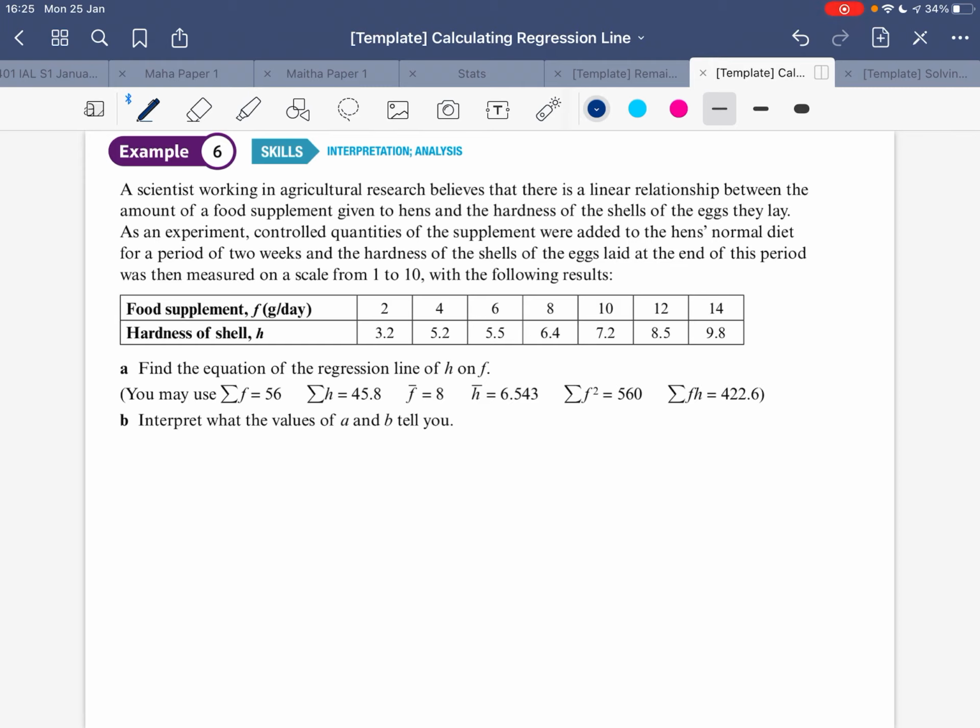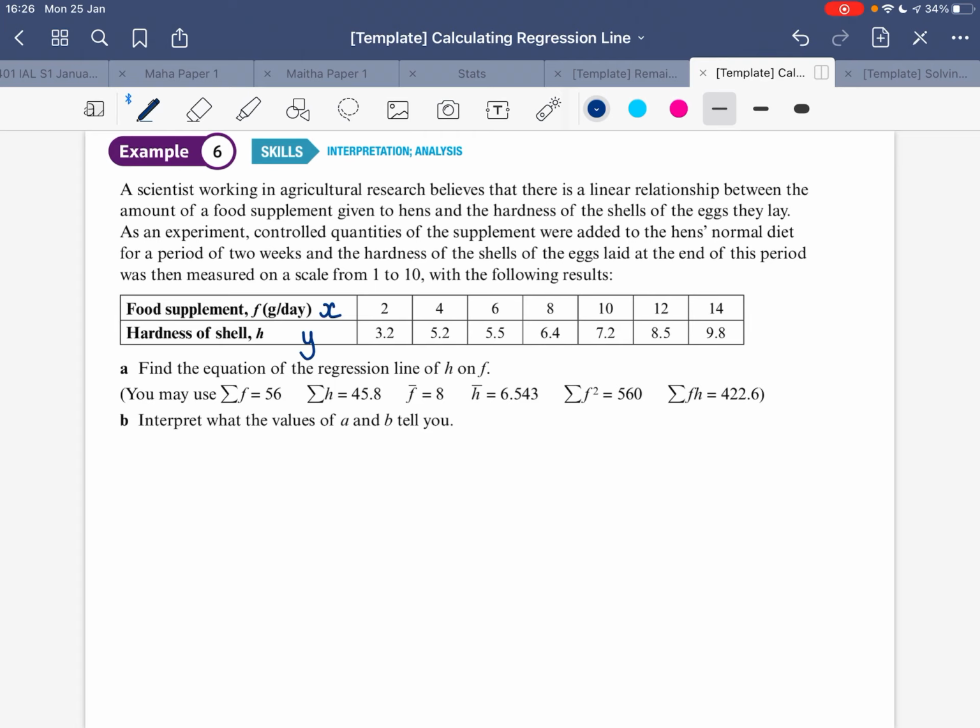Find the equation of the regression line. So we need to find SXX, SXY, A, B, and then pop it into our equation of the line. Let's just make sure, if we're doing SXX and SXY, we don't have X and Y here. We have F and H. F is our controlled variable. They're controlling the amount of the supplement they're given. So this is our X. And then H is the dependent variable.